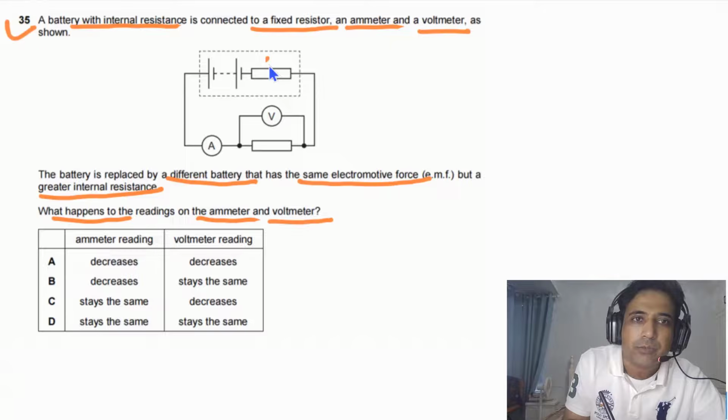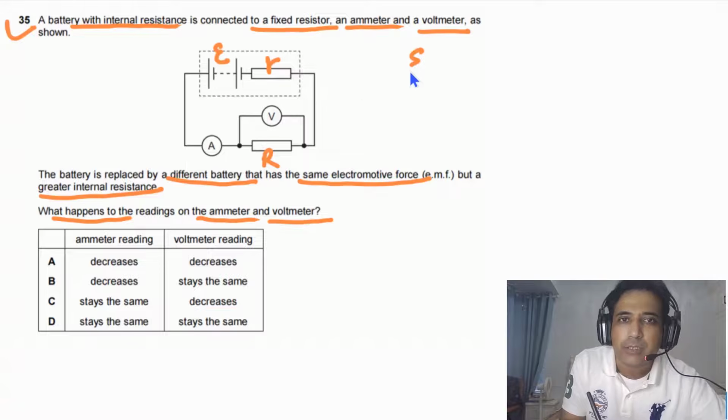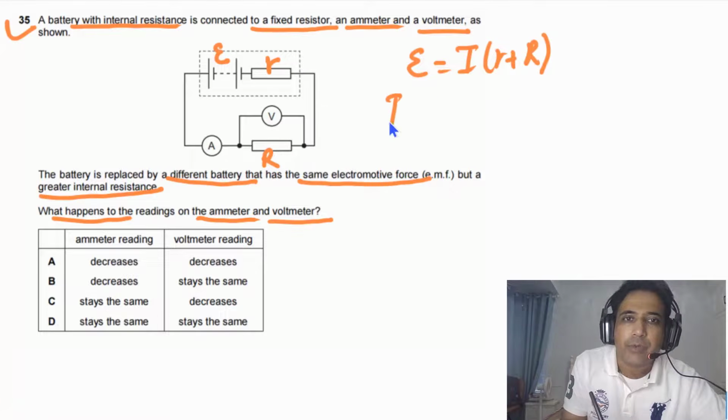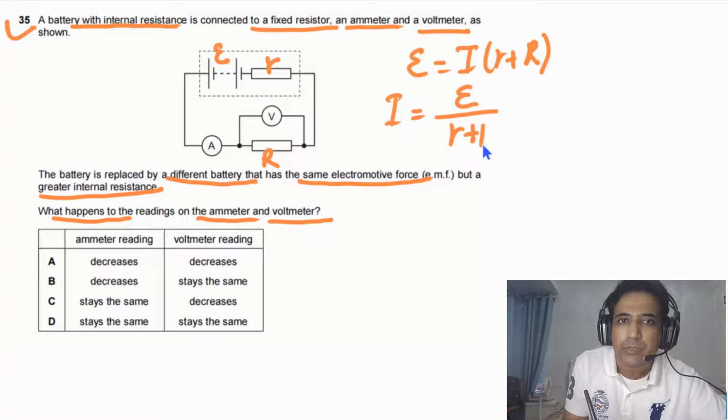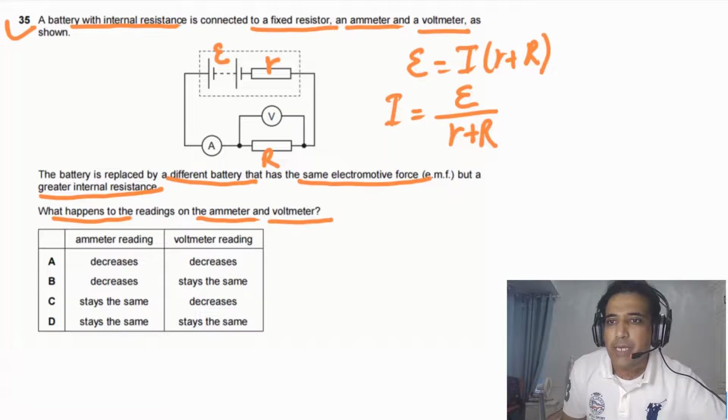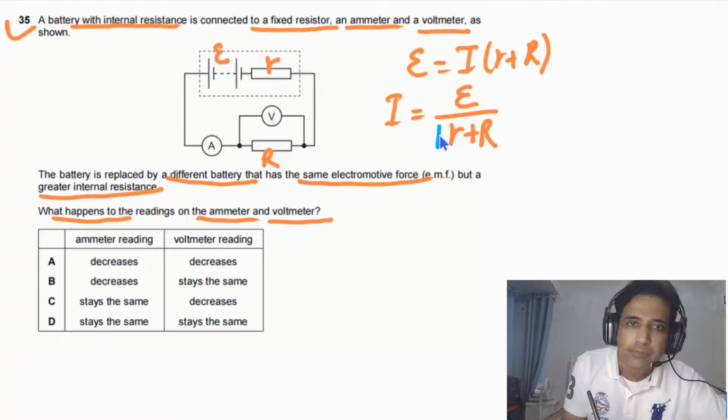So we can imagine this is small r and this is capital R, and the EMF of this one is E. So in this case, EMF has to be equal to I times small r plus capital R. So from here we can say I is equal to EMF over internal resistance plus resistance of the load resistor. As the value of small r increases, EMF is the same, and capital R is also the same, it means current has to decrease.